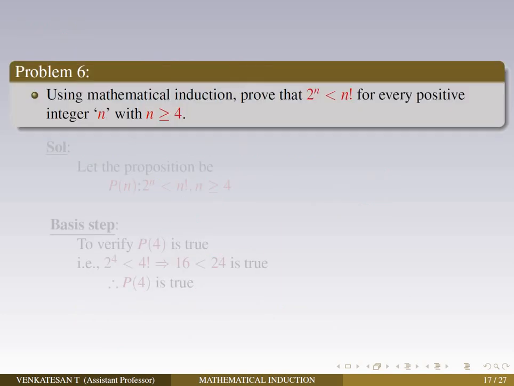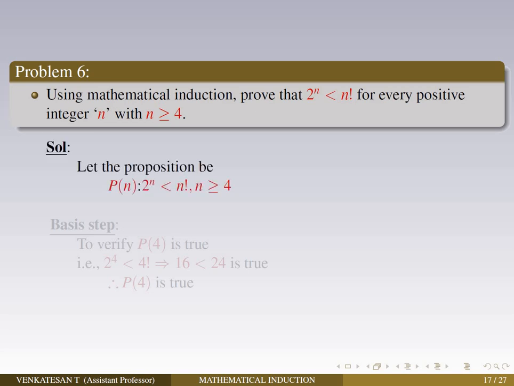Problem number 6. Using mathematical induction, prove that 2 power n less than n factorial for every positive integer n with n greater than or equal to 4. Remember, in the question it is clearly mentioned that your positive integer starts from 4, which means in the basis step you want to verify that P of 4 is true, not P of 1 is true.